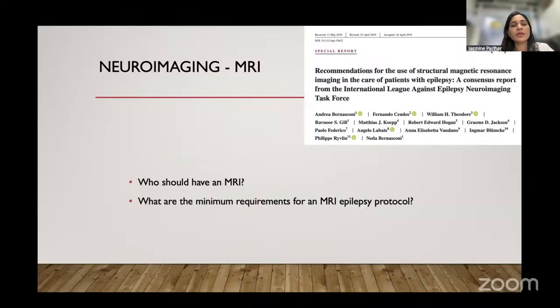According to the International League Against Epilepsy, MRI is the investigation of choice. But we stay in scenarios where MRI might not be possible, so we'll talk about the Indian scenario also. But let us first talk about the MRI. Who should have an MRI, and what are the minimum requirements when we order an MRI for a patient? That is, what does the epilepsy protocol say?